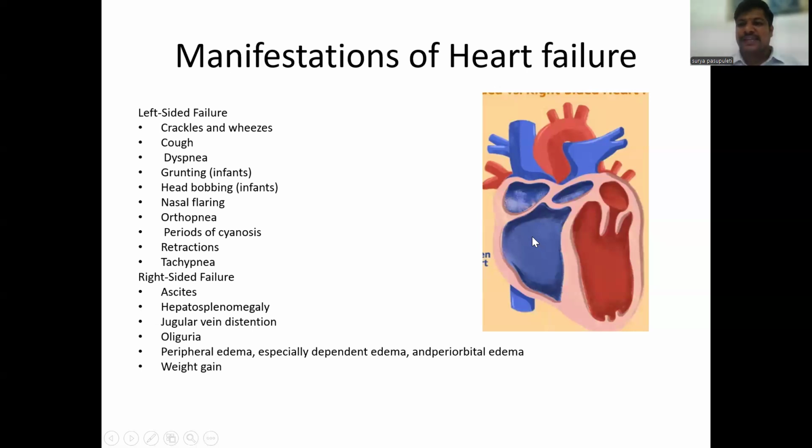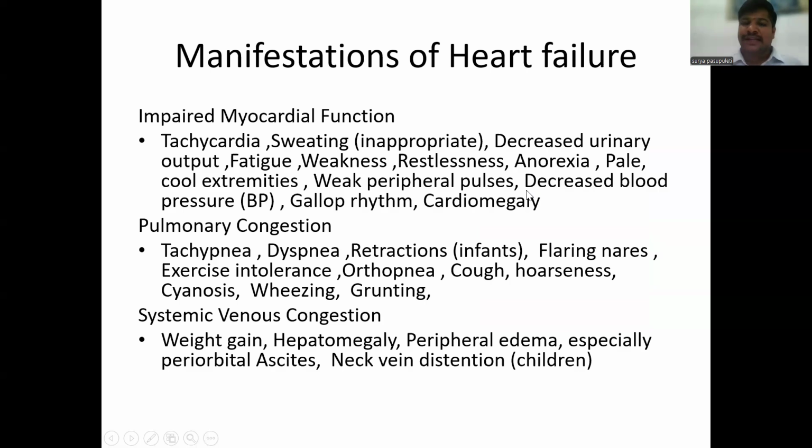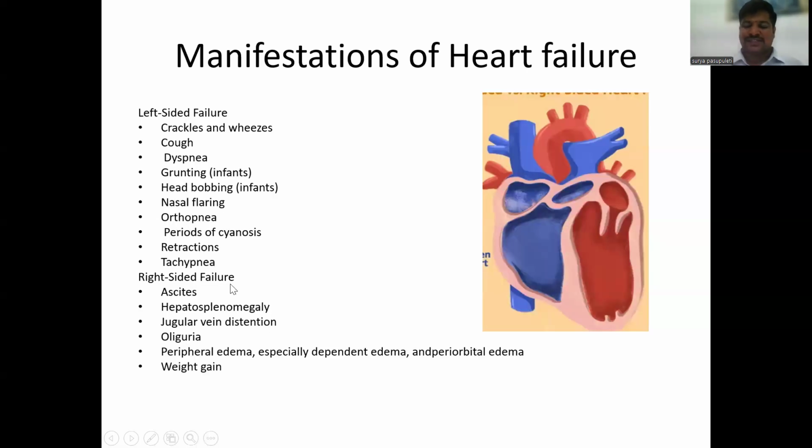That in turn increases blood in the right atrium. That increases the pulmonary resistance, and because of increased systemic resistance, there will be a reverse increase in the pressure in the inferior vena cava and superior vena cava. The increased pressure in the superior vena cava leads to jugular venous distension, and increased pressure in the inferior vena cava causes hepatosplenomegaly, ascites, peripheral edema, dependent edema, and periorbital edema.